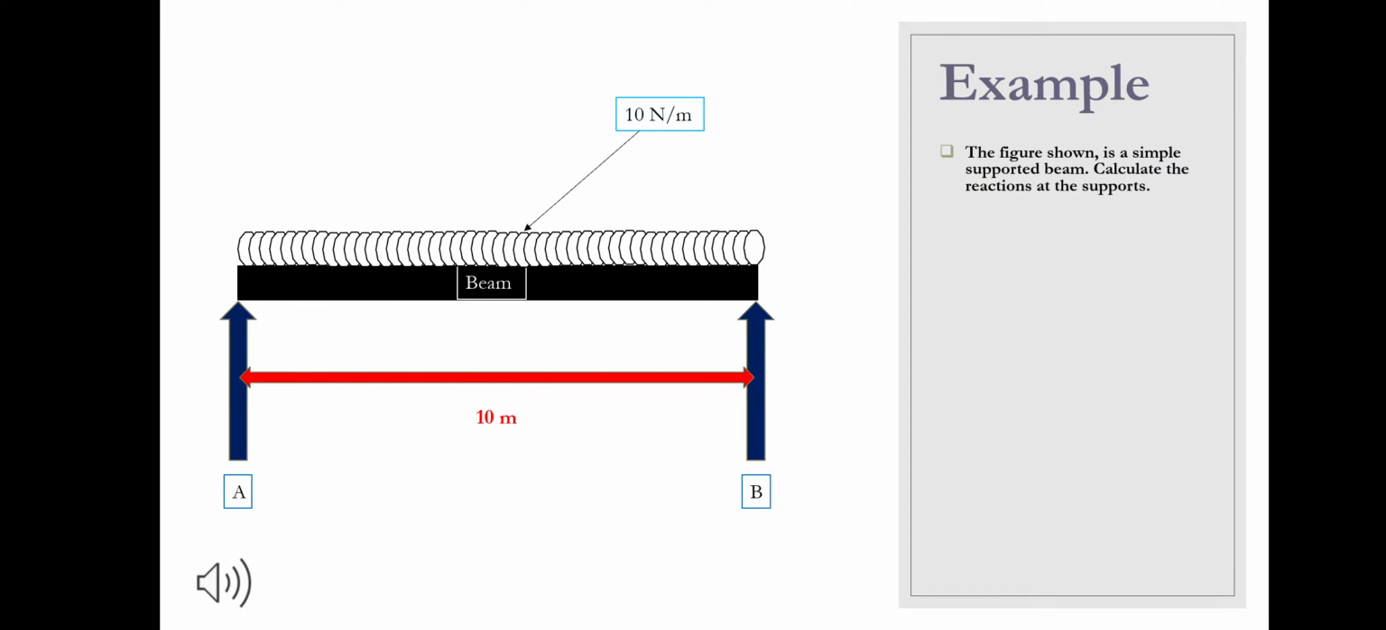In this example, we are requested to calculate the supports whereby a UDL is distributed evenly throughout the beam. Remember, when calculating the reactions and the UDL is present, first thing first we need to make the UDL a point load by placing it at the center of its distance. Take note that the total length of the beam is 10 meters, that means the length of the UDL is also 10 meters since it is distributed evenly throughout the beam.